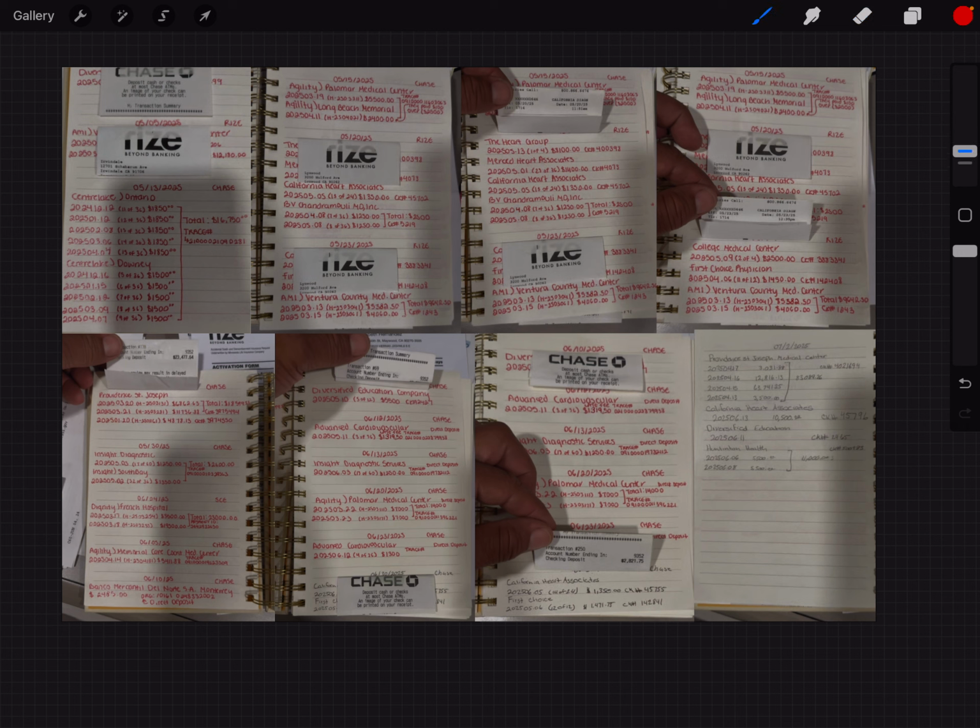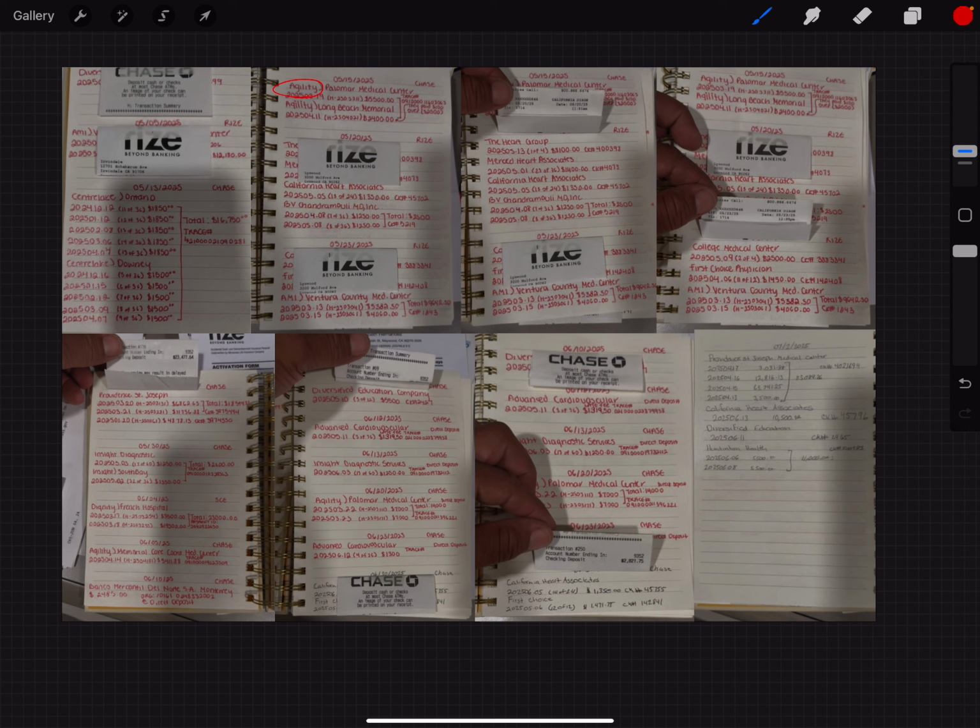Then you'll be putting the customer's name, and here, this is from Centrelake. Centrelake has two sites, Ontario and Downey. I recommend specifying the difference between the two. It just helps you organize things.